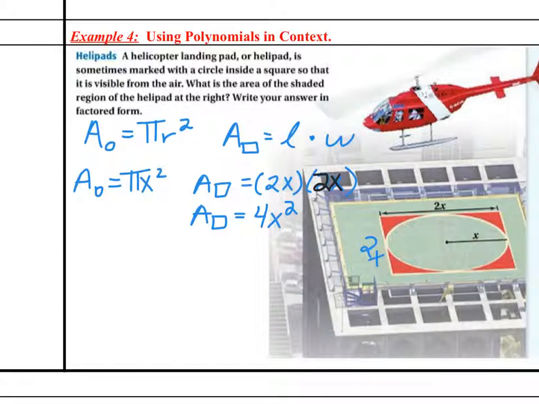Okay, what do I do to get the shaded part? I know what the square is, I know what the circle is, so how could I get the shaded part only? I heard it. What can I do? Yes. So take your square. So the area of the whole thing would be take the square area, 4x squared, minus the circle area, pi x squared.